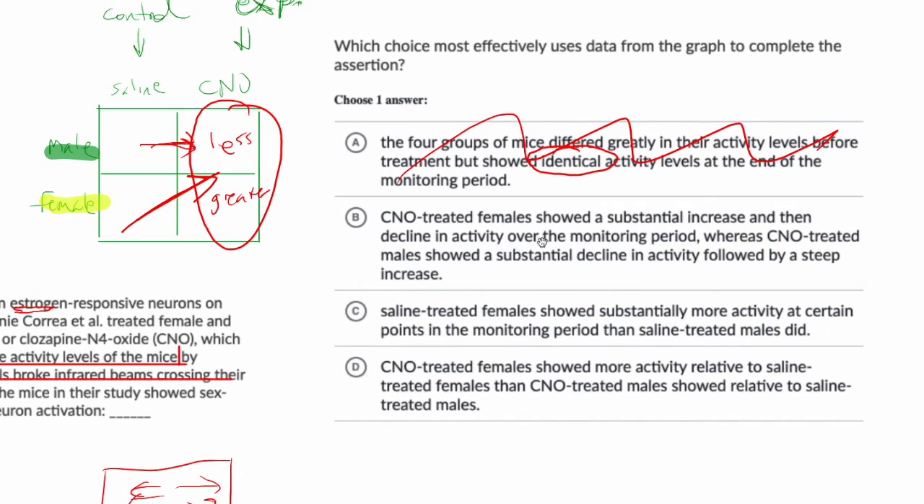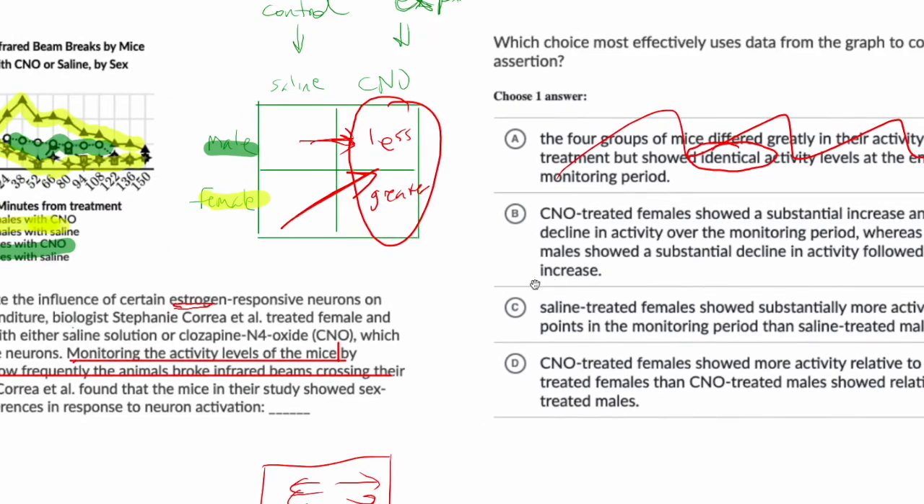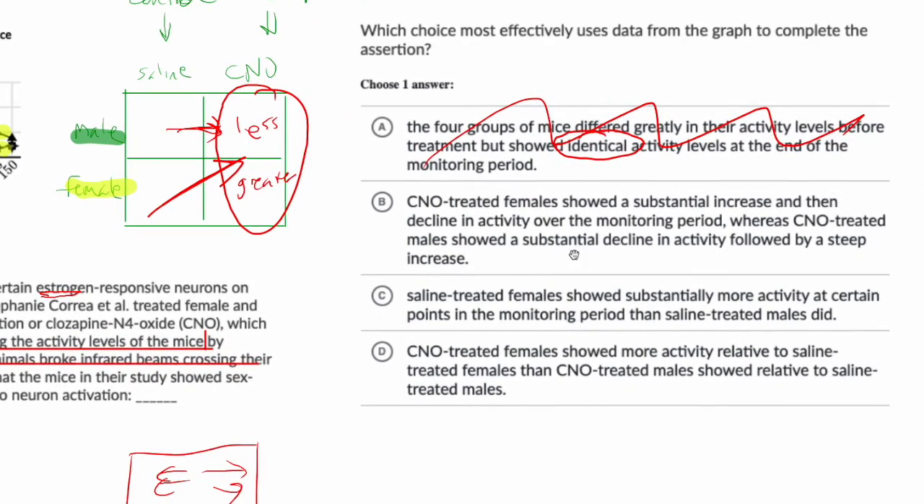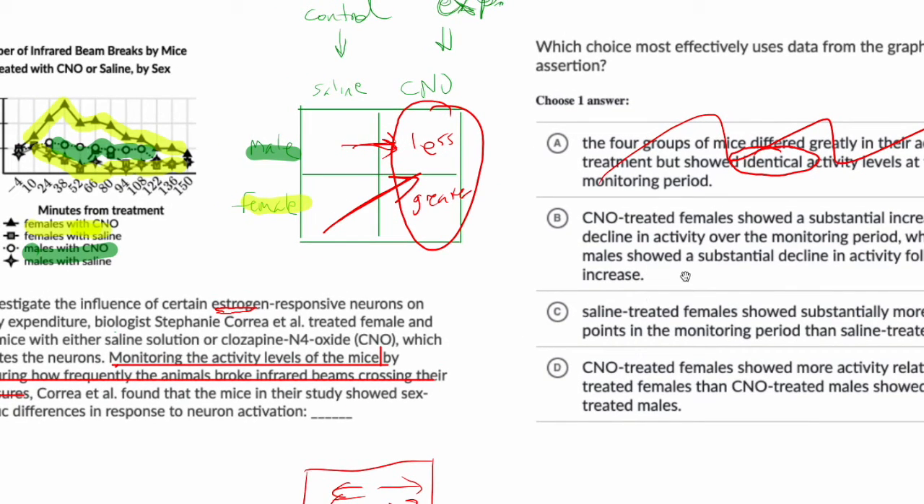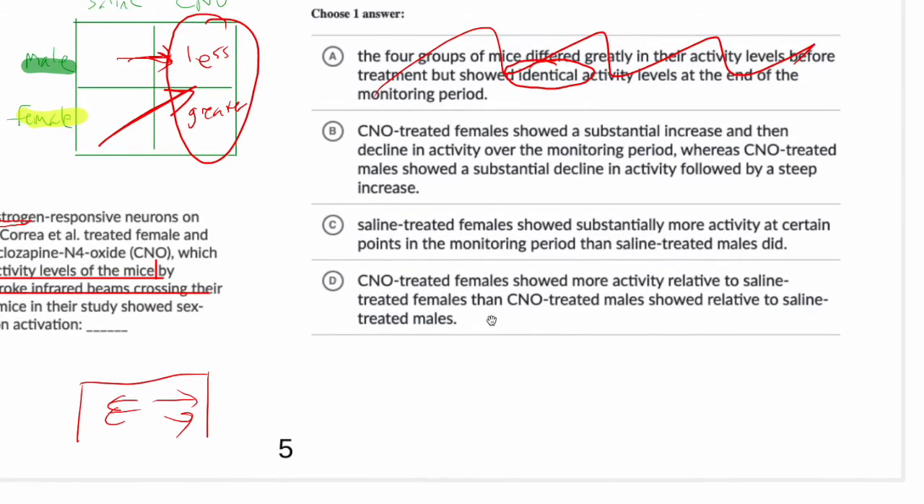B, "CNO-treated females showed a substantial increase and then decline, whereas CNO-treated males showed a substantial decline followed by a steep increase." So not really true that the males showed a decline followed by an increase. So the second part of that is incorrect. But it's also just not about increase versus decrease. It's about the degree of increase in the females versus the degree of increase in males. And so B is going to be incorrect.